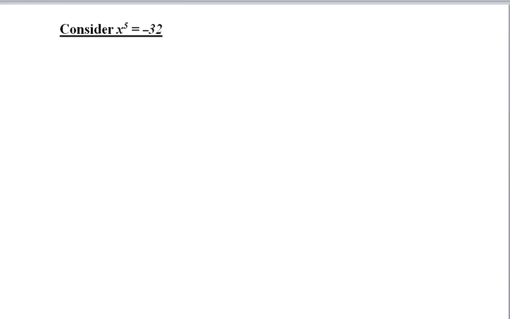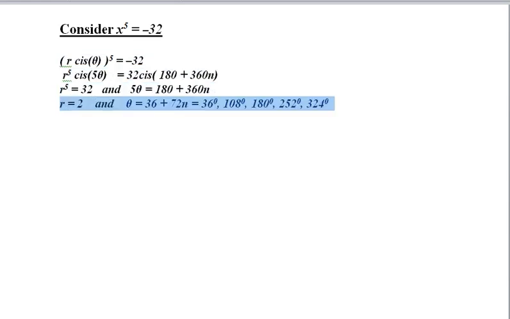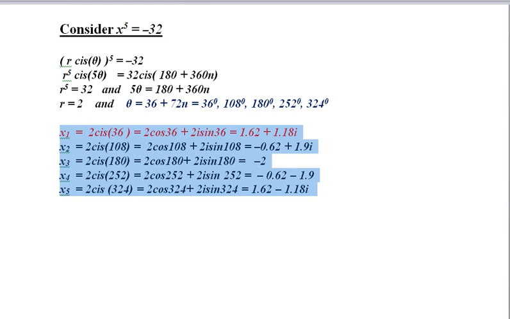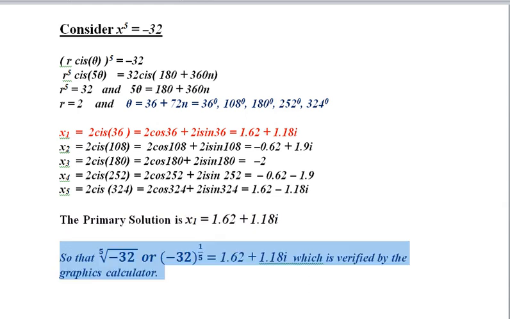However, consider x to the 5 equals negative 32. Again, solving by de Moivre, these are the 5 angles, and these are the 5 solutions. The primary solution, x1, equals 1.62 plus 1.18i, so that the fifth root of negative 32 is 1.62 plus 1.18i, which also can be verified on the graphics calculator.